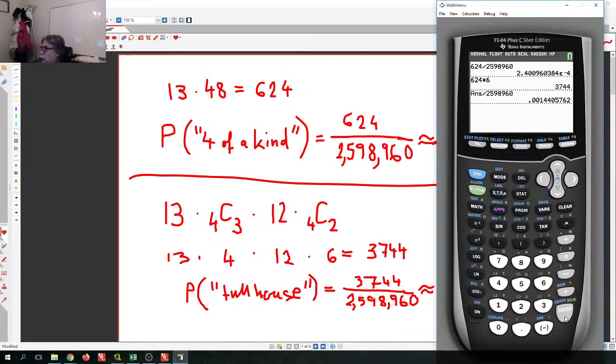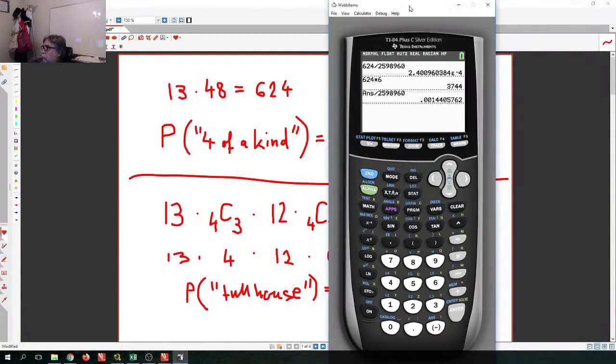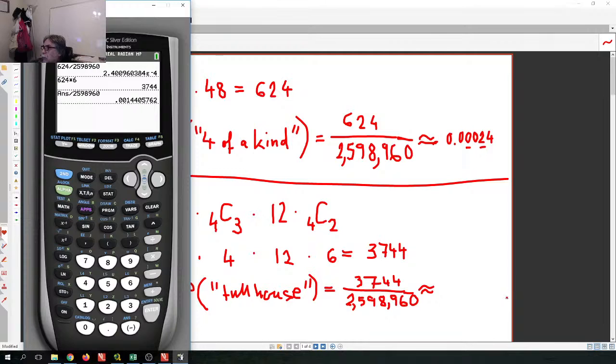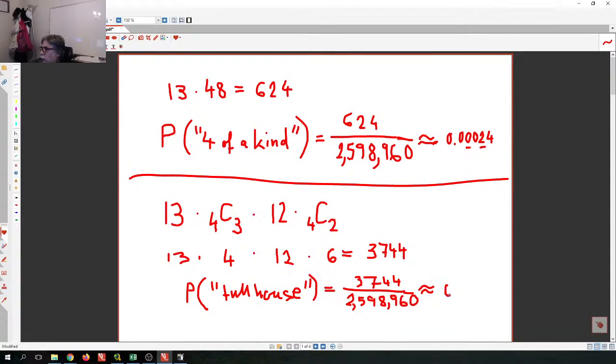And what the calculator says, this is maybe possible. I'm going to have 4 decimal places, enough. My calculator says this is 0.0014. Now this would be a 1/7 of 1%.